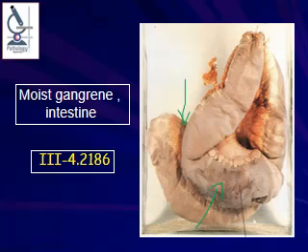Then we have the moist gangrene in the intestine. How do we identify the organ as intestine? The intestine appears as a tubular structure with a smooth external surface. This is part of the small intestine, and it shows a mesentery attached to one of its borders. Here we can see part of the small intestine showing a poorly defined dark brownish gangrenous area, and the peritoneal surface is dull, opaque, and lustreless.